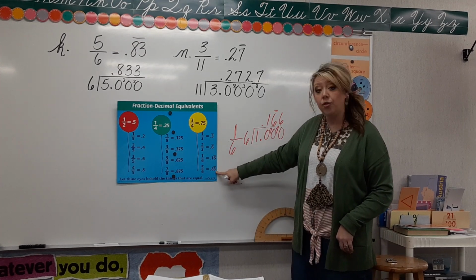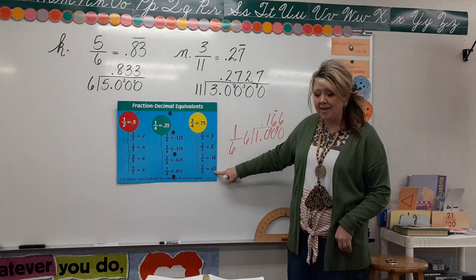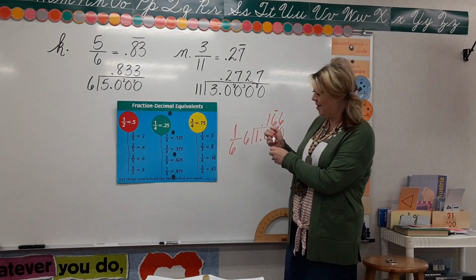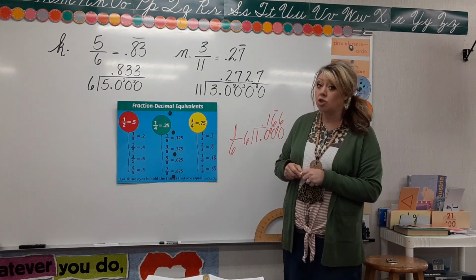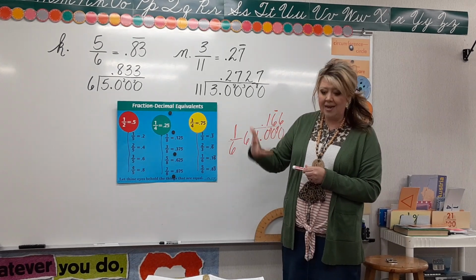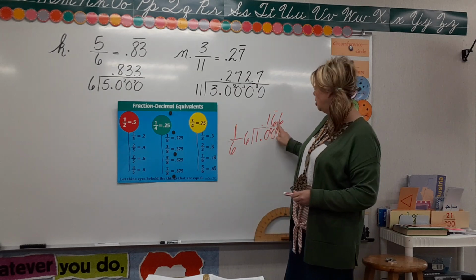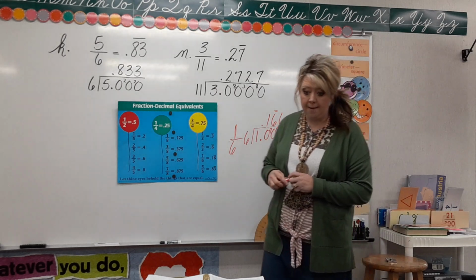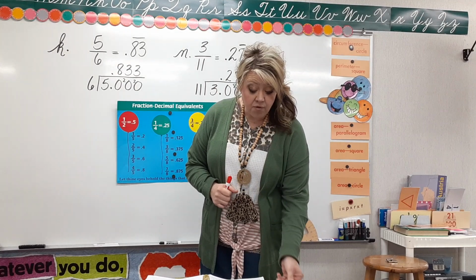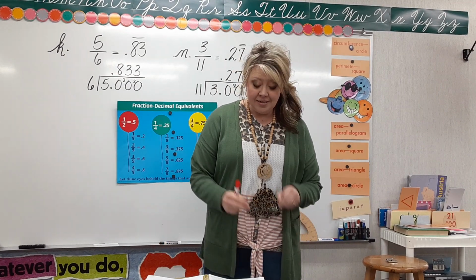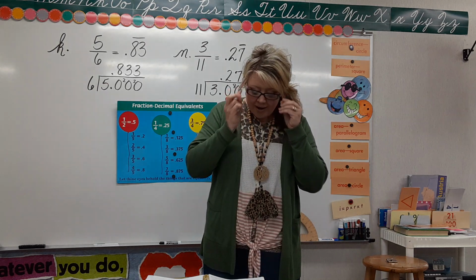5/6 equals 0.83 repeating. That's the repeating decimal. That means no matter how long I divide that problem, it will never terminate. It will repeat. And sometimes your book will say to round it, and sometimes it will ask you to show it in this particular way. Now, you have a few more fraction decimal equivalents along with the ones you had yesterday to memorize. So I encourage you to do that.